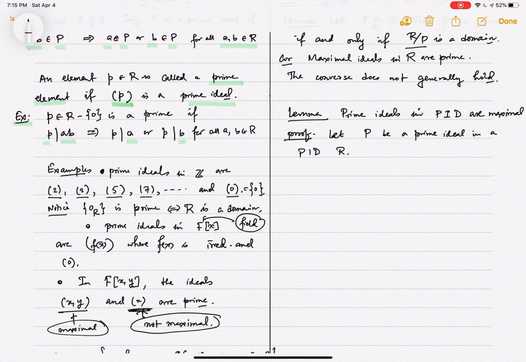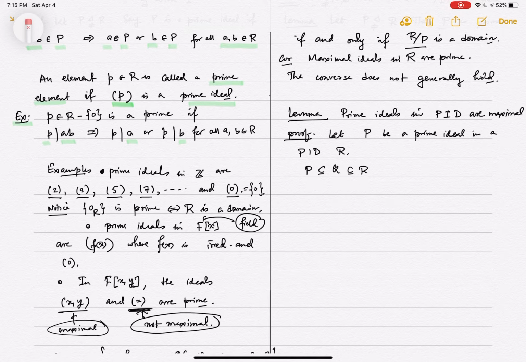Maximal means what? Means that if you take a Q which is between P and R, which is also an ideal, then this Q better be either P or R. That there is no ideal in R that is strictly bigger than P but strictly smaller than R. That's what maximal means. So if you have a Q like that, it has to be either P or R.